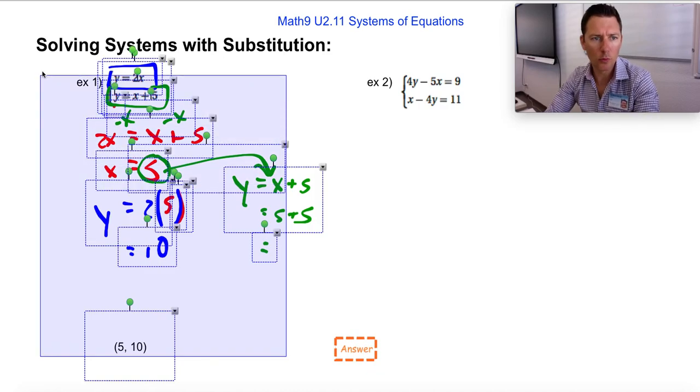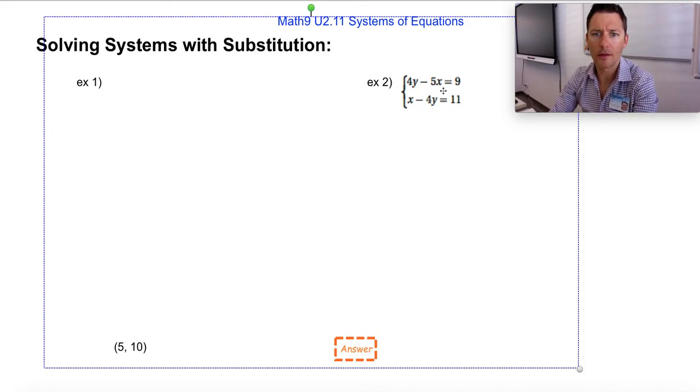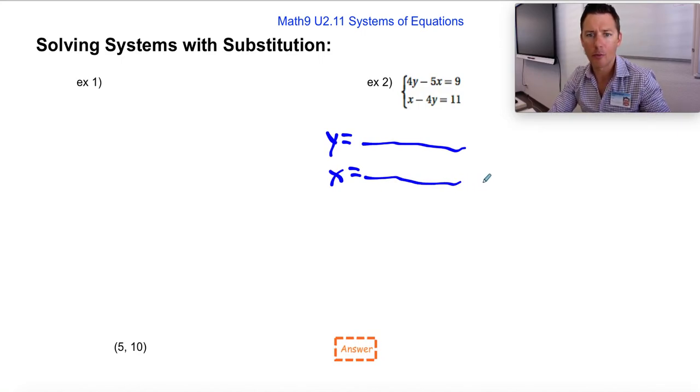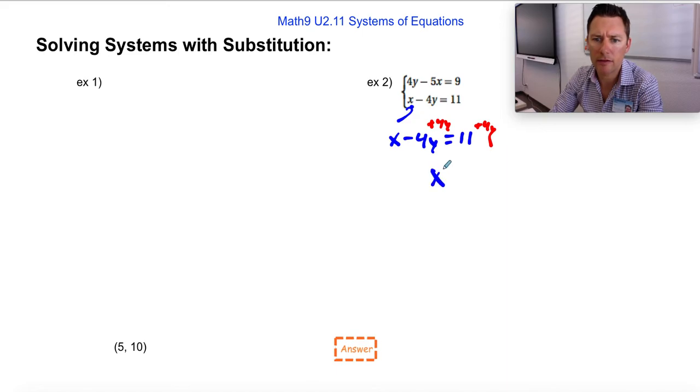Great, fine. With this second piece that's a little more obnoxious, what I would do is simplify for the easiest one. We wanted this to be y equals blah, blah, blah, or x equals blah, blah, blah, right? We want something pretty straightforward, and this is the easiest, it looks to me, to isolate. So I'm going to take this equation, x minus 4y equals 11, and solve for x. I'm going to do that by adding 4y to both sides, and you're left with x is equal to 11 plus 4y.